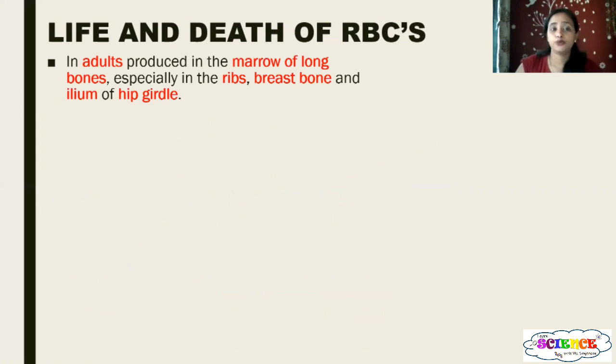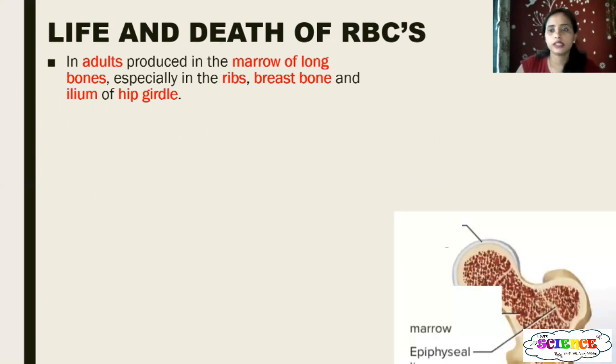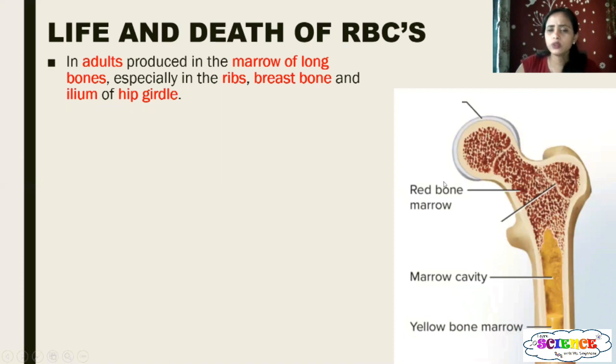Where are these RBCs produced and where are they destroyed? Let us see. In adults, RBCs are produced in red bone marrow. Now let us understand what bone marrow is. We know that bone is extremely hard, right? But the inner part of the bone is soft, and this soft tissue is called bone marrow.